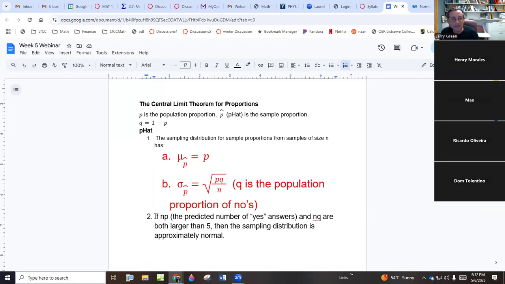Okay. And then the second one, this is the one most people have trouble with. I don't quite understand why, because it's not hard, but for some reason everyone has trouble. And that is if np, the sample size times the proportion of yeses, which gives you how many yeses you have, the predicted number of yes answers, and nq, the predicted number of no answers, are both larger than 5, not 30, 5, then the sampling distribution is approximately normal. Okay? It does not mean n has to be bigger than 5. It's np and nq that have to both be bigger than 5.